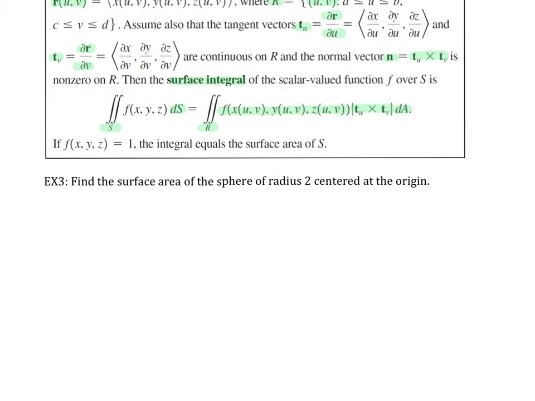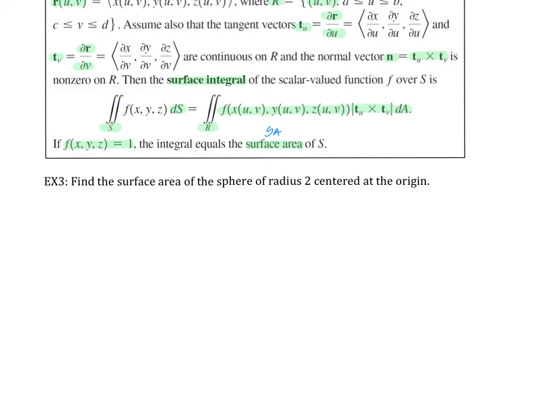In the event that the integrand is 1, then our integral is just equal to a surface area. So previously, when an integral was 1, then we were finding an area. But now since we're on a surface, we're finding a surface area. So I'll just use SA for surface area.